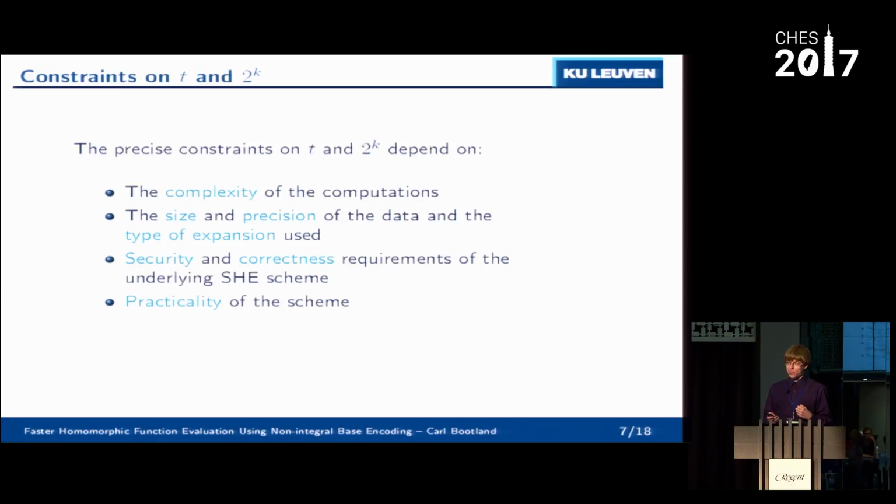Also, from correctness, we have a bound on the maximum value of T we can use, but we can use the Chinese remainder theorem to get around this and split our coefficient modulus T into various factors. So this isn't a big problem, but of course we want our scheme to be practical, so we can't allow too many factors in this CRT decomposition.